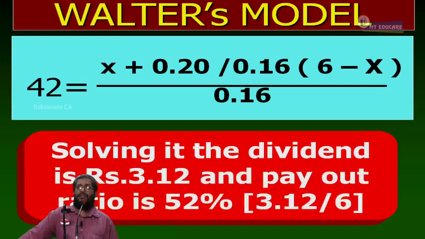The dividend is 3.12 and the payout is 52%. How did I get it? Out of 6 rupees, I give 3.12 as dividend. Hence I pay out 52% as dividend. The payout is 52%.